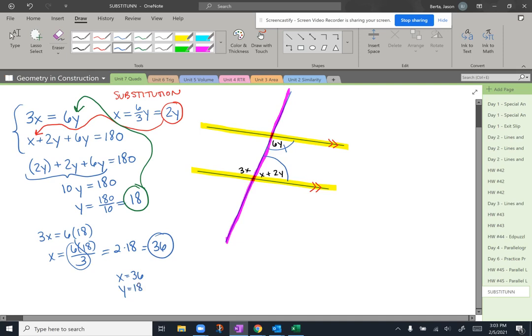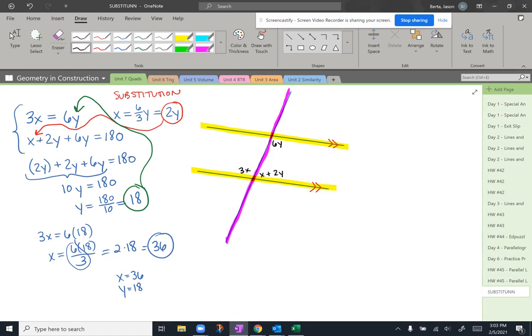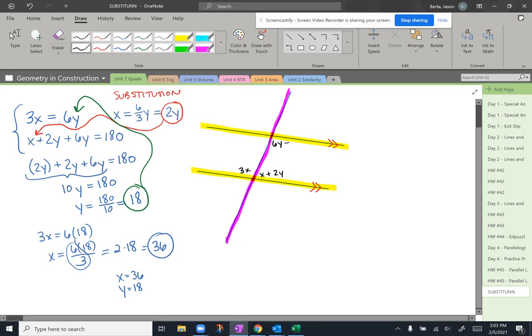If I want to go back and check my work, I can plug those numbers into the actual angles here. So 6y, right, that's the same as 6 times 18. Well, that equals 108, if you plug that into your calculator. 3x, well, that's 3 times 36. Guess what? Also 108, which is good because I know these two angles are congruent because they're alternate interior.